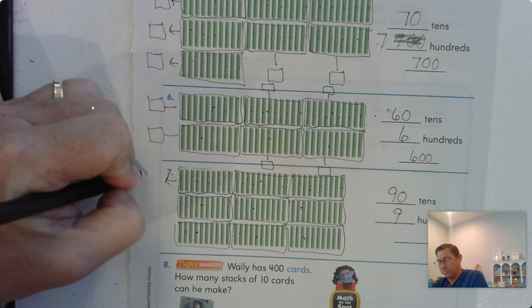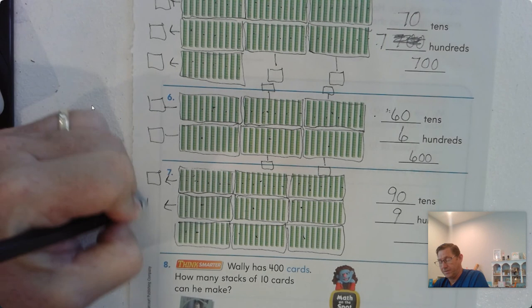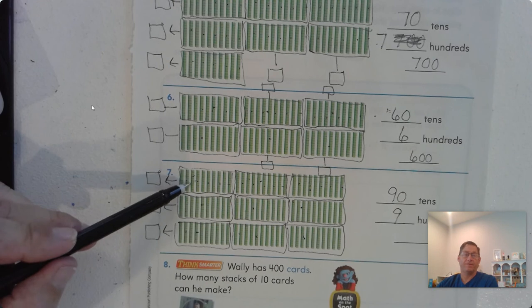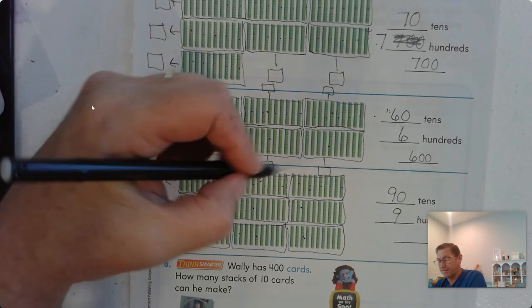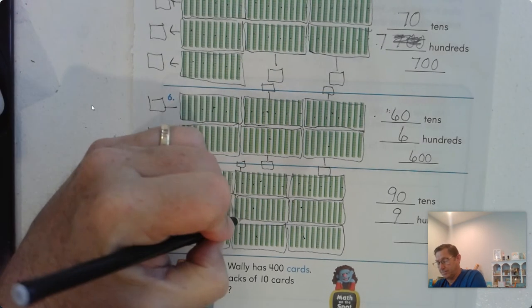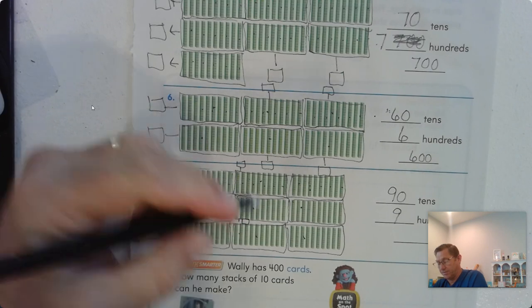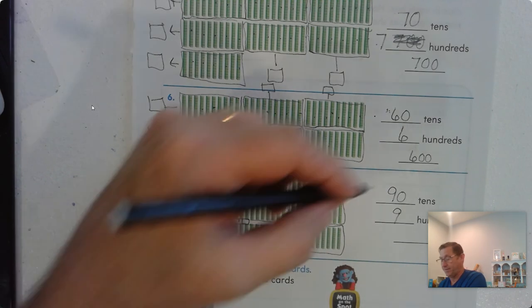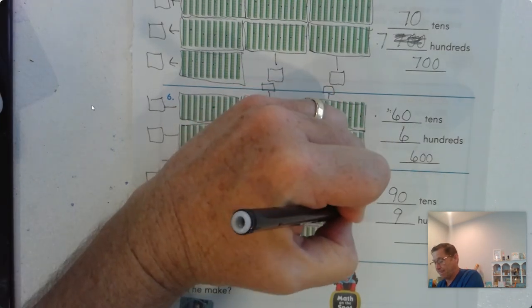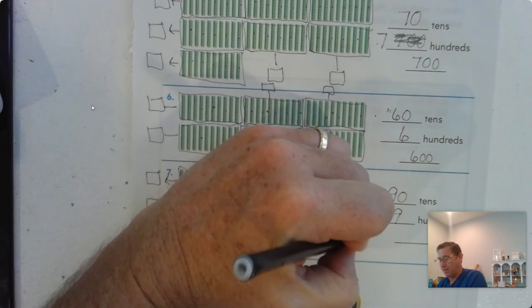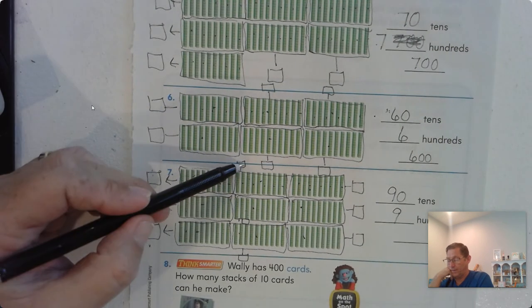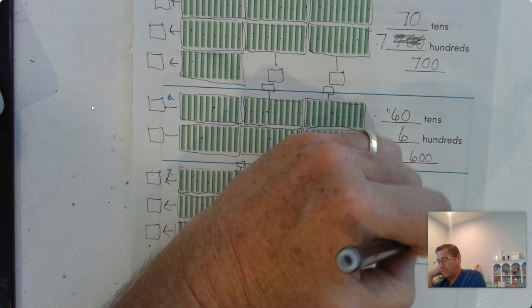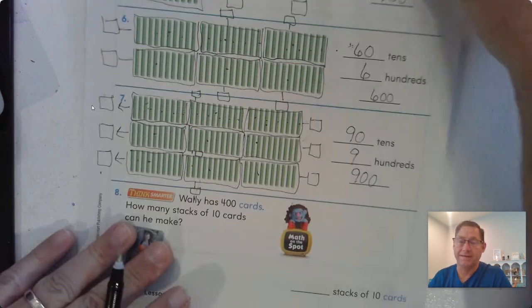And we can also show that with a picture. Okay, I'm going to trade every group of 10 tens for 100. This one's a little hard to do because it's trapped in the middle, but I've drawn it there. All right, so 3, 6, 9. 900s. Okay. And we write that as 900.